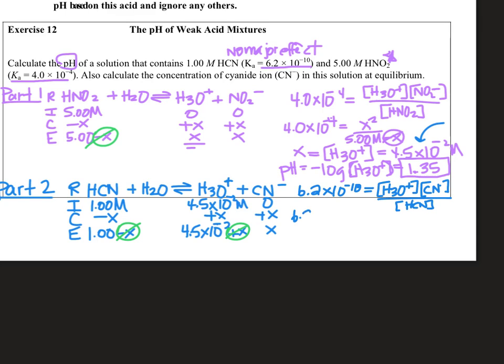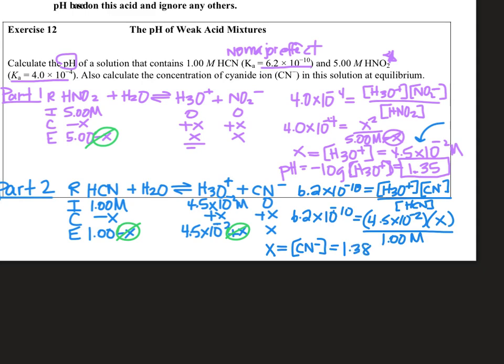So it would be 6.2 times 10 to the negative 10 equals 4.5 times 10 to the negative 2 times X, because we had neglected that plus X, over 1.00 molar, right? And neglecting the minus X. So when we solve, we're really solving directly for X. So this is important. In this scenario, X is the concentration of cyanide, which is what we wanted the answer to be. So we solve for X. That is the concentration. And so we get 1.38.